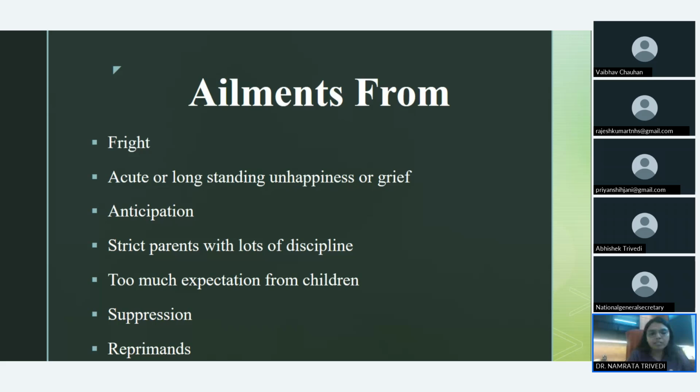Carcinosin can also be given for ailments from anticipation, from strict parents with lots of discipline. Children have strict parents, lots of discipline, lots of suppression, and there is too much expectation from the parents on the children. There is also suppression of emotions. Ailments from reprimands: a carcinosin patient is very sensitive to reproaching, reprimands, and criticism.